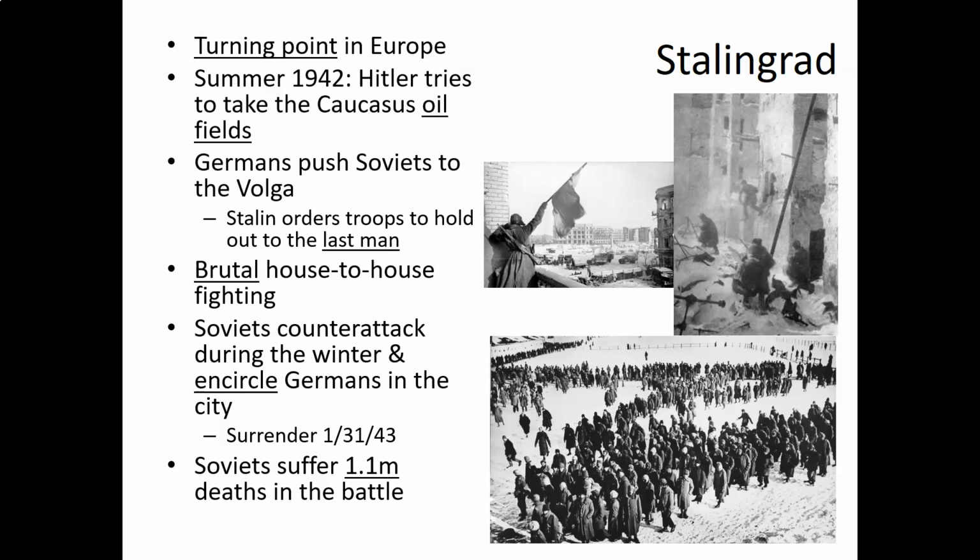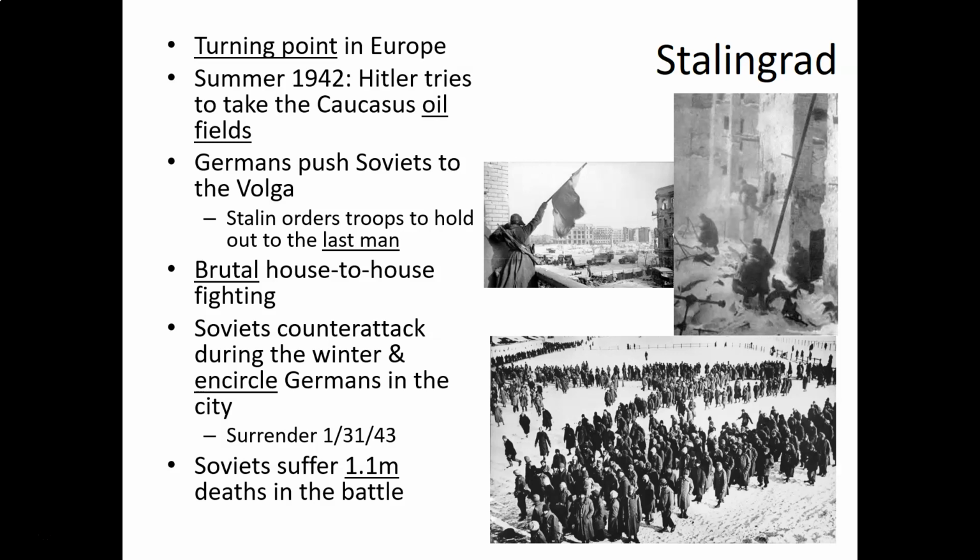But by the summer of 1942, Hitler is trying to get to the Caucasus oil fields. He wants the oil. Germany needs the oil for their war machine. They don't have enough of it. They push the Soviets to the banks of the Volga, which is where Stalingrad is located. And Stalin basically orders that every troop there needs to fight to the last man. I mean, it's kind of a war of the last man standing in this case.